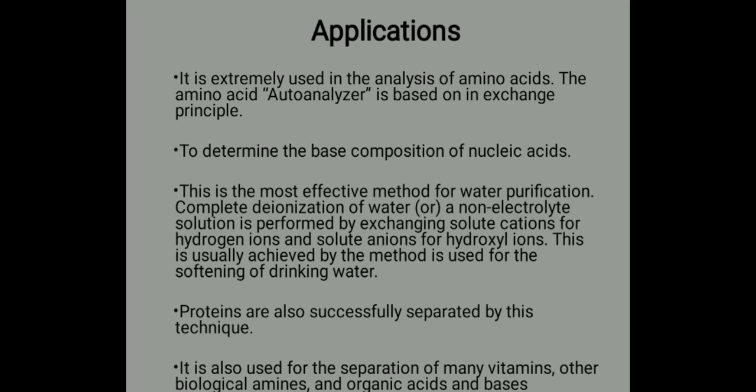Proteins are also successfully separated by this technique. It is also used for the separation of many vitamins, other biological amines, and organic acids and bases.